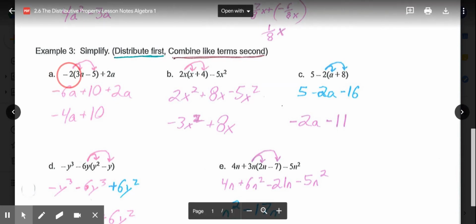So in A, we have a negative 2 multiplied by the quantity 3a minus 5, then plus 2a. First I'm going to distribute the negative 2 inside the parentheses. So negative 2 times 3a is negative 6a, negative 2 times a negative 5 is plus 10. Then we bring down the plus 2a. So we have a negative 6a plus 10 plus 2a. We can combine the negative 6a and 2a to give us a negative 4a plus 10. Can't simplify any further because we're out of like terms.